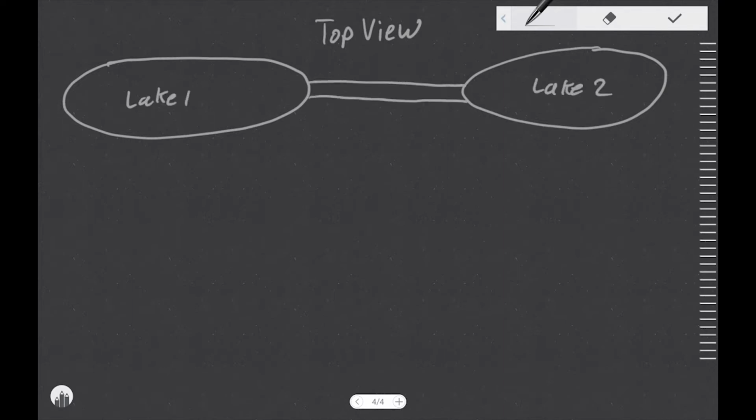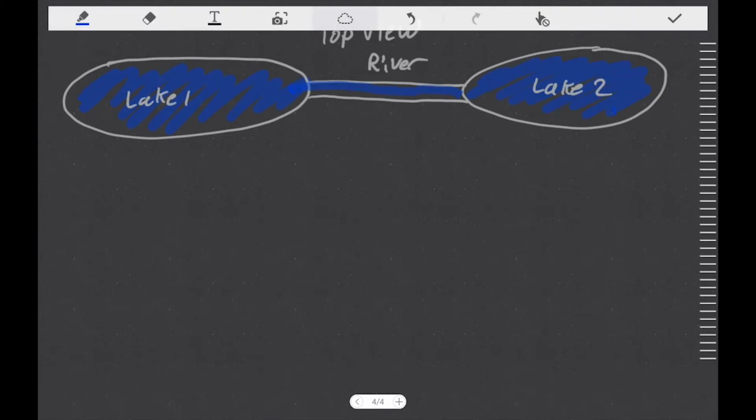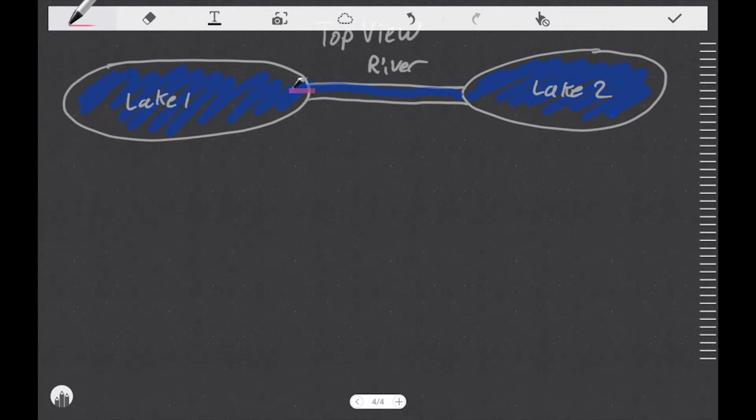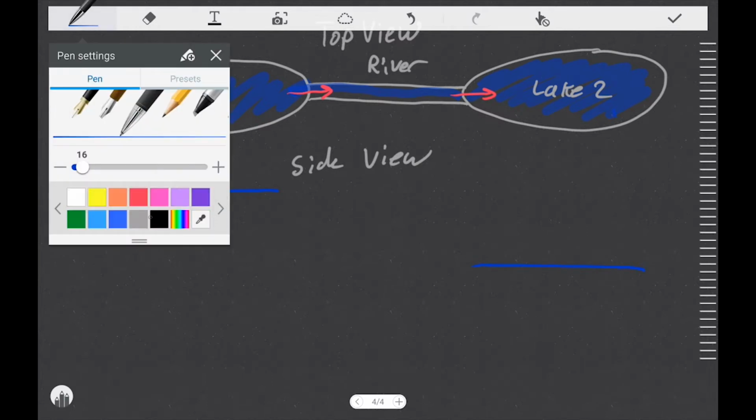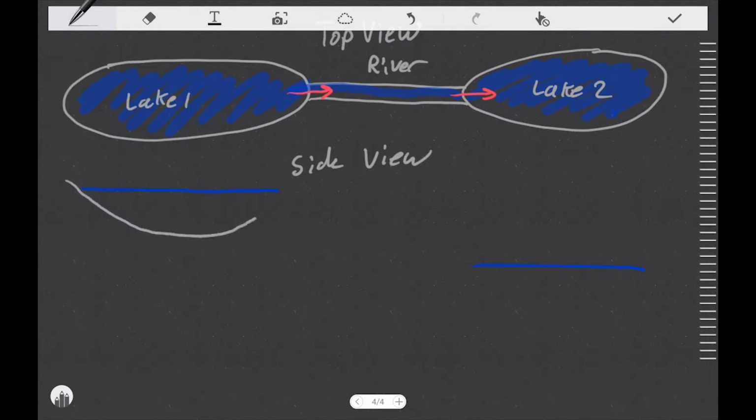So here I'm going to draw a top view of two lakes connected by a river. I'm going to fill them with water, and we're going to say that water flows from Lake 1 through the river into Lake 2. So remembering that we're talking about gravity, we also need to see some sort of elevation or side view. So I'm going to draw it here. And for water to flow, we know that the water level in one of the lakes must be higher than the other. So we're going to draw Lake 1 with a higher water level than Lake 2.